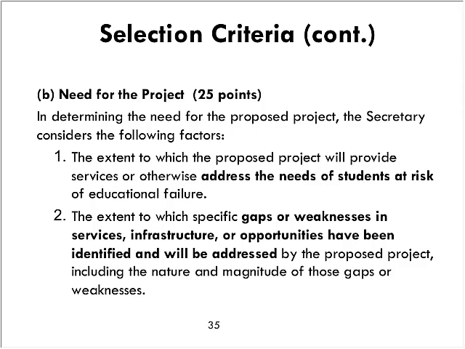A couple of things that we're going to want to see are the extent to which the proposed project will provide services that address the needs of students at risk of educational failure, which is really important to this grant program. We also want to see the extent to which specific gaps or weaknesses in services, infrastructure, or opportunities have been identified and will be addressed by the project. So this is the area where you want to provide us with a needs assessment that shows why your program needs these funds and how they will help you to solve critical shortages, gaps, or weaknesses.